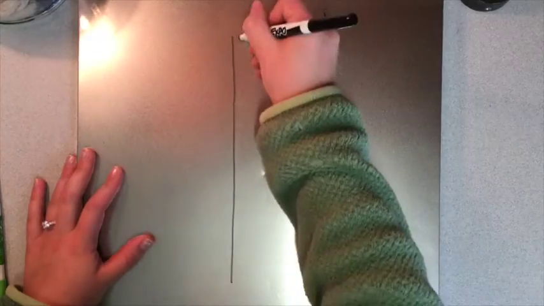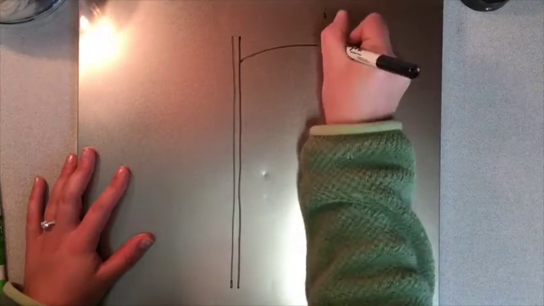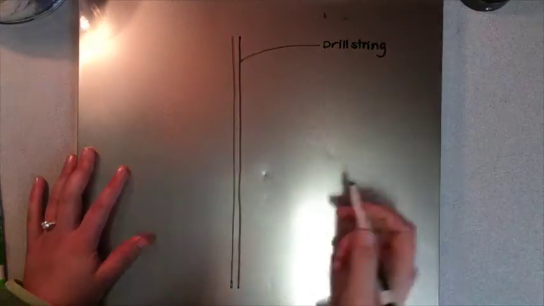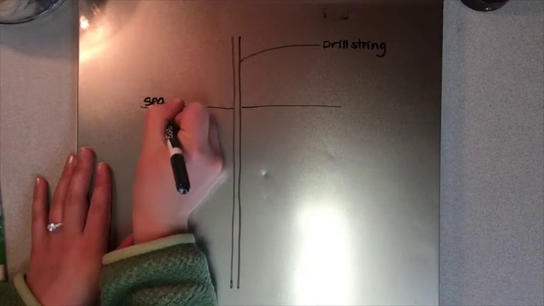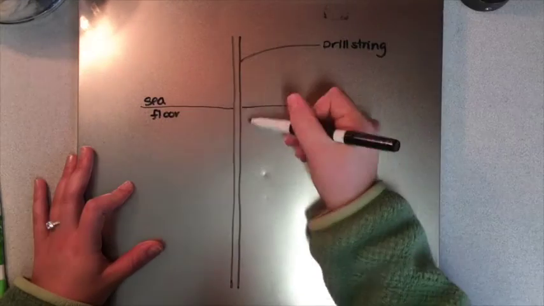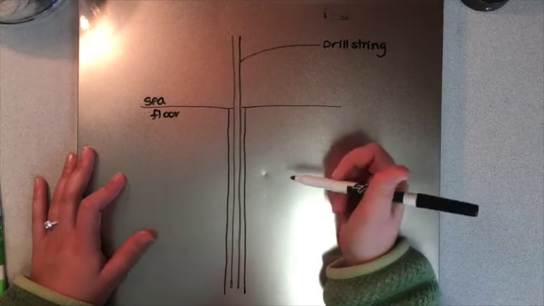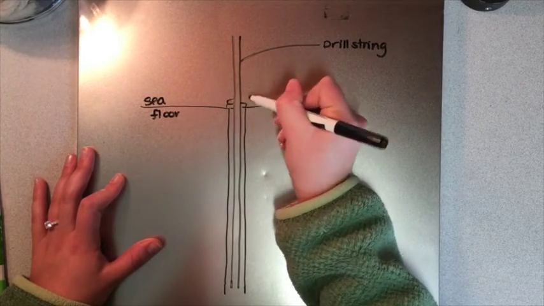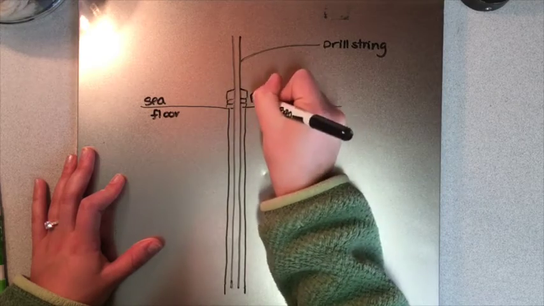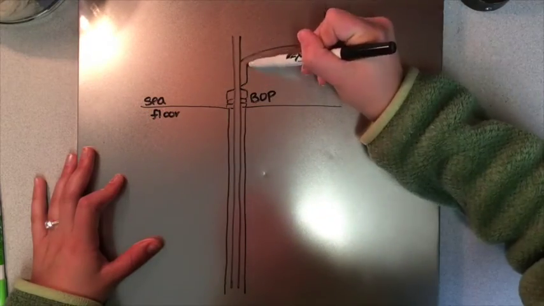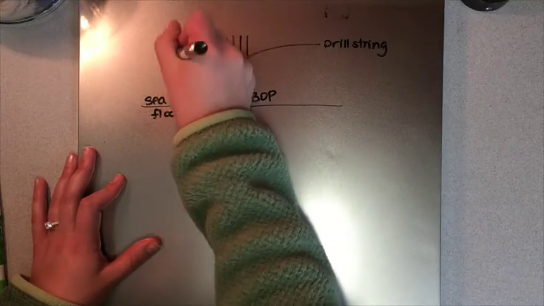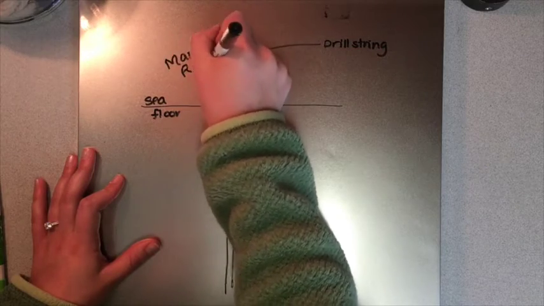Here, we're going to take a look at where the drill string enters the seafloor and extends down to the reservoir. What I'm drawing now is the blowout preventer. This serves to equalize pressure at the seafloor and help to prevent the free flow of oil were there any sort of accident.